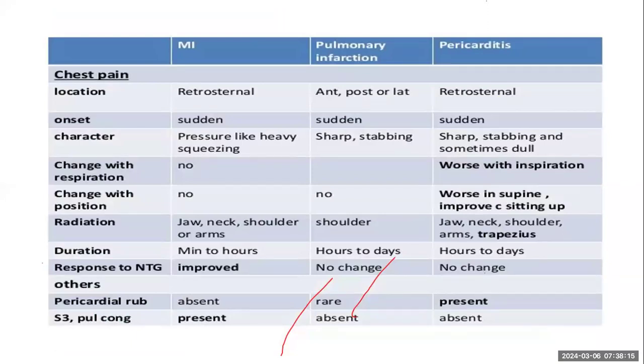Because I also put PE as one of my differentials, I put this table to talk about the chest pain in MI, in PE, and in pericarditis. Most of them are retrosternal with sudden onset, and the radiation is also similar. But in pericarditis, the pain tends to be positional, relieved when the patient leans forward, and pleuritic, as opposed to what happens in MI and pulmonary embolism. The response to nitroglycerin is also key, because in patients with MI, when we give nitroglycerin spray, their pain tends to improve. We don't have that in PE or pericarditis. Also, the pericardial friction rub, a scratchy sound that we hear in patients with pericarditis, is not present in MI and pulmonary embolism. Next slide, please.